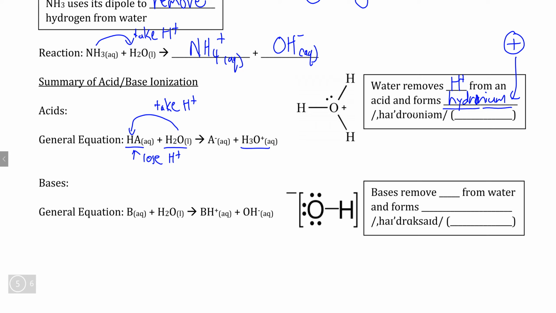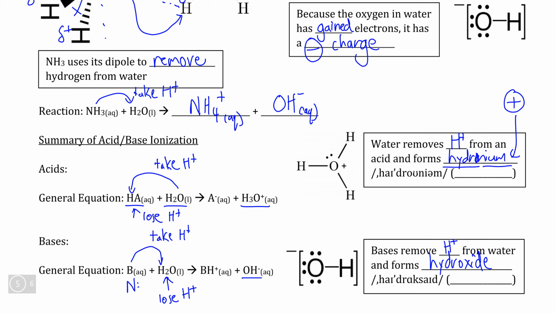Conversely, in a base ionization here, it is the job of the base, again, usually something that is going to have a nitrogen atom with its lone pair, to take an H plus away from water like this, and therefore water is going to be losing its H plus. And when bases remove an H plus from water, all that is left of that water molecule is OH minus, the hydroxide ion, as we have seen before in ionic bases like NaOH.